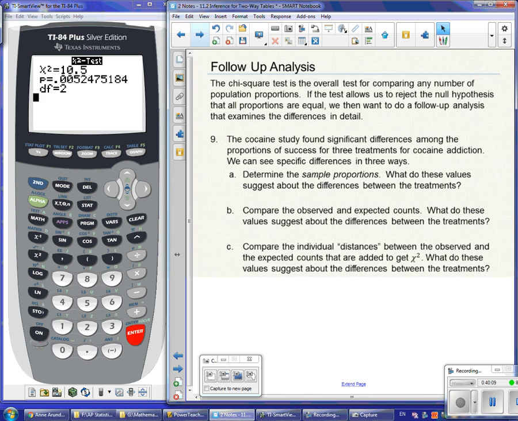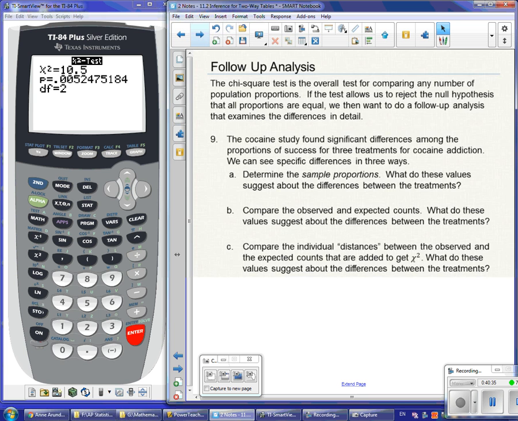Okay, and that's like the follow-up here. I'm not actually going to go through this. The follow-up analysis, it says the chi-square test is an overall test for comparing any number of population proportions. If the test allows us to reject the null hypothesis that all proportions are equal, we then want to do a follow-up analysis that examines the differences in detail. So for this, the cocaine study found significant differences among the proportions of successes for the 3 different treatments for cocaine addiction. We can see specific differences in 3 different ways.